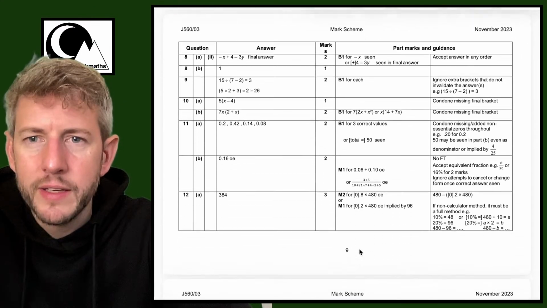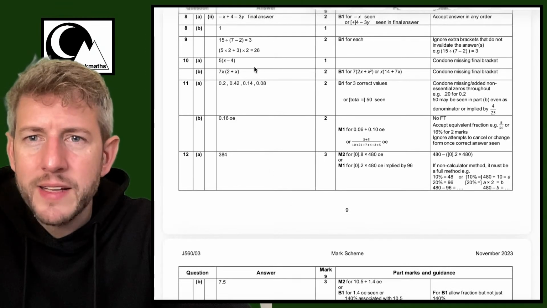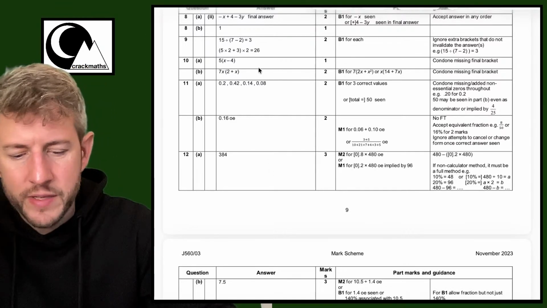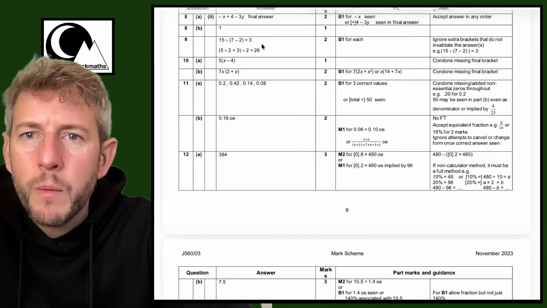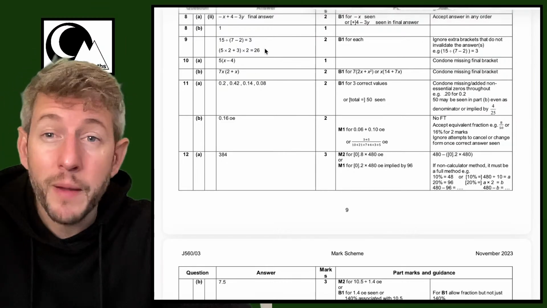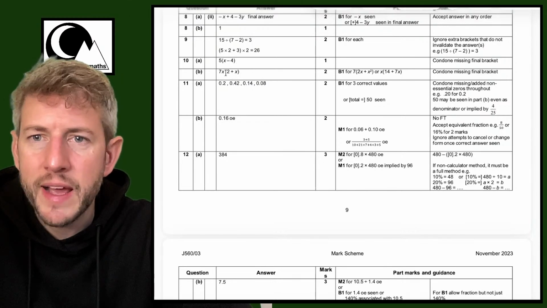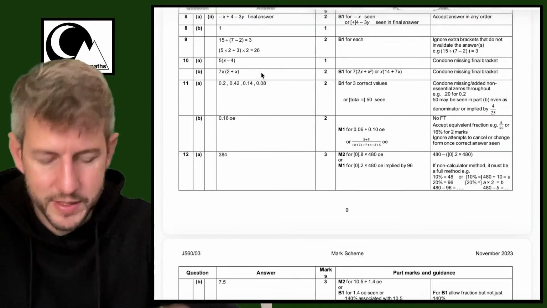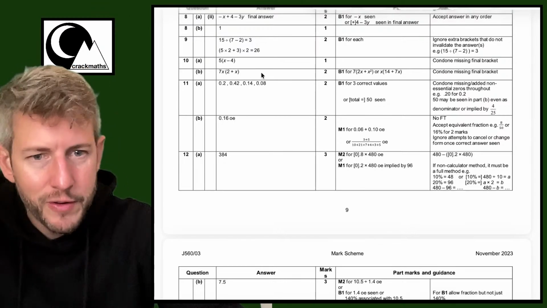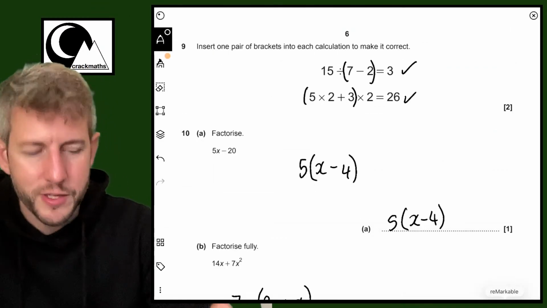So let's have a look here. Let's see what were the first things that we had in here. Yeah, we got those BODMAS things correct, but we knew that because we tested that on our calculator. Yeah, x minus 4, 7x, 2 plus x. Great. Okay, let's have a look at the next page.